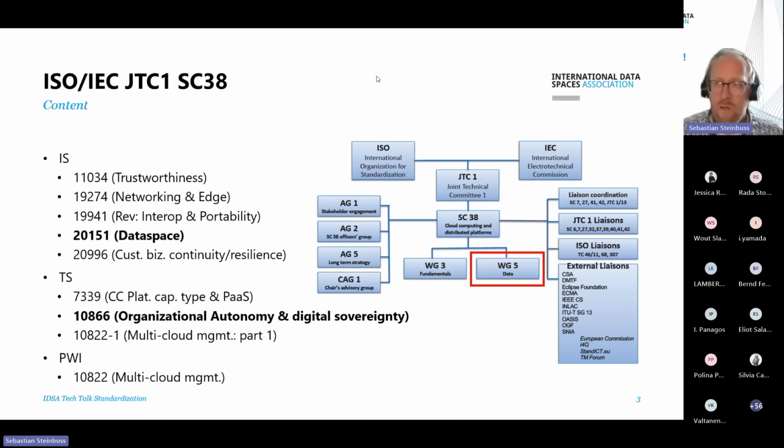So what is this group working on and how is it structured? It's a JTC, a joint technical committee, meaning that it's connected to both international standardization organizations, ISO and IEC, together. It's a subcommittee, and we have a couple of ad hoc working groups and advisory working groups. But the main work is done in two of the working groups that exist at the moment: working group 3 on fundamentals and working group 5 on data. I think it rings at least a bell why we've chosen this group to start working on data spaces. On the left side, you see a little bit the work program that we have at the moment.